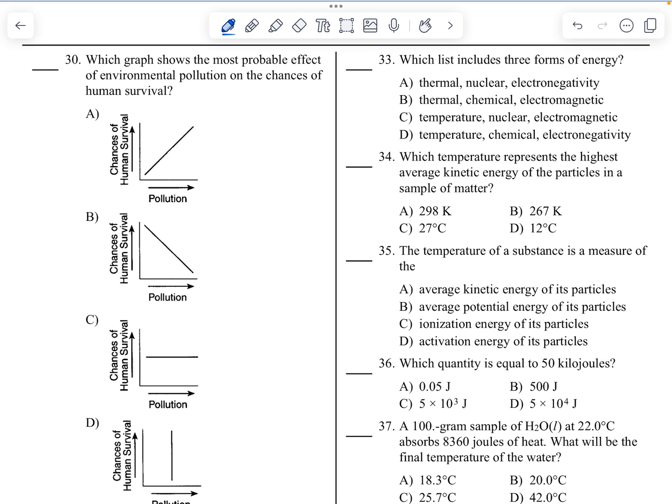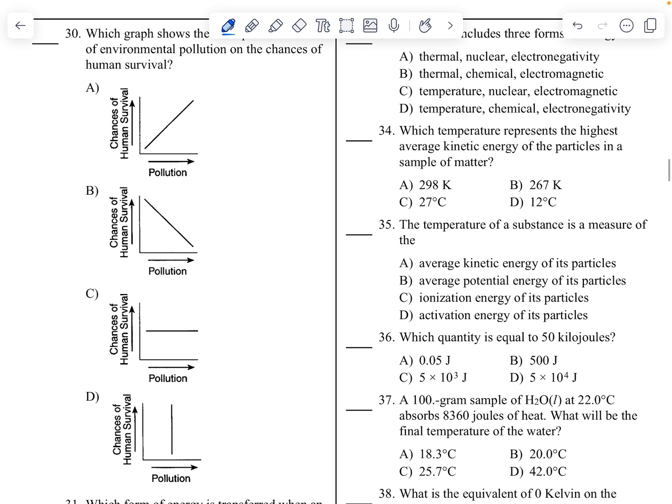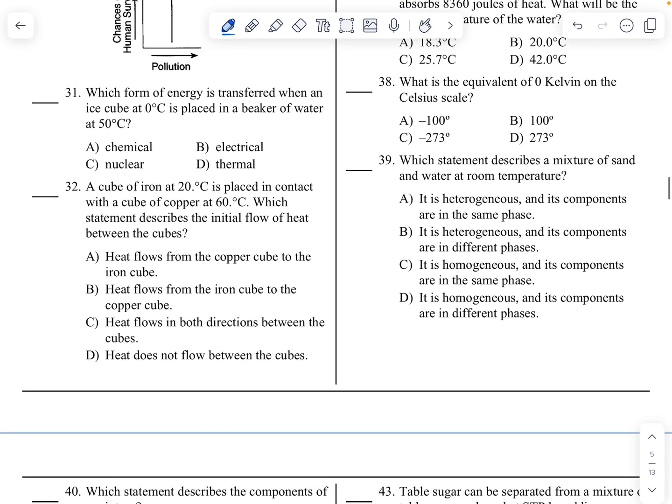Which graph shows the most probable effect of environmental pollution on the chances of human survival? In all of these, as pollution increases, that's our X, what's going to happen to human survival? I'm guessing pollution would decrease our chance of survival. So it would be B. This is just a silly read-a-graph question. Hopefully you can get that one right.